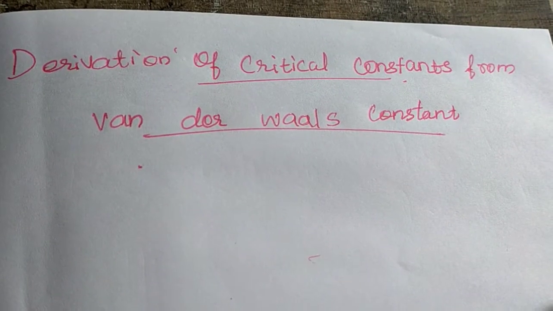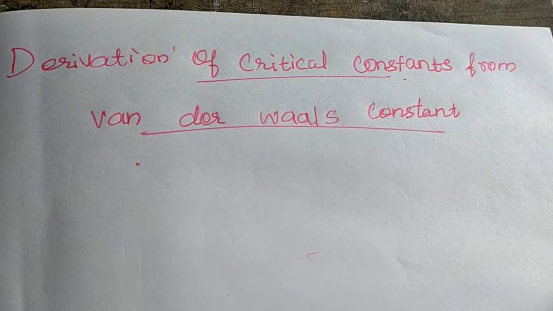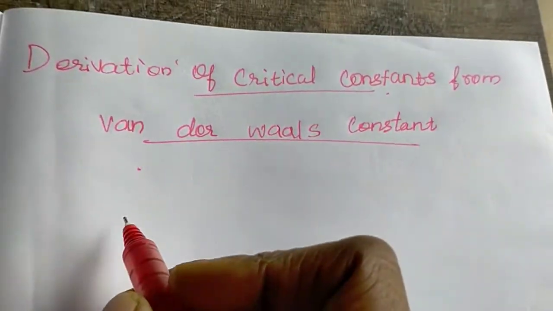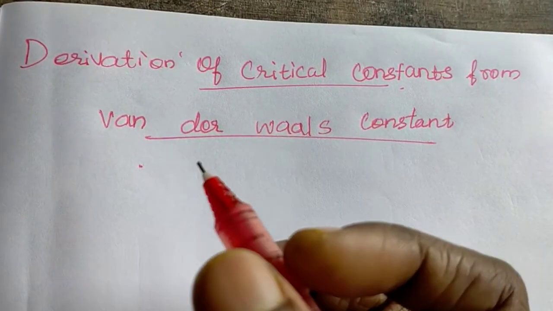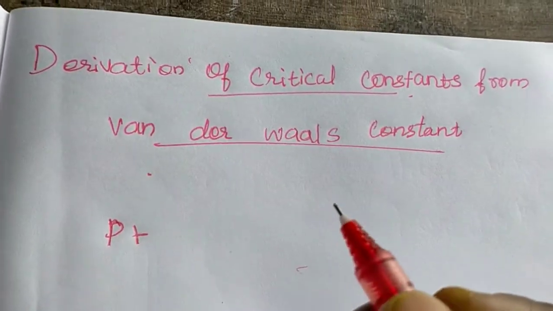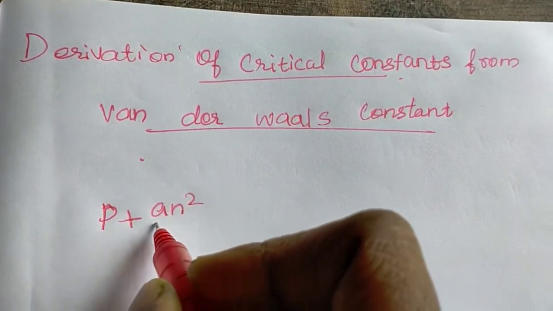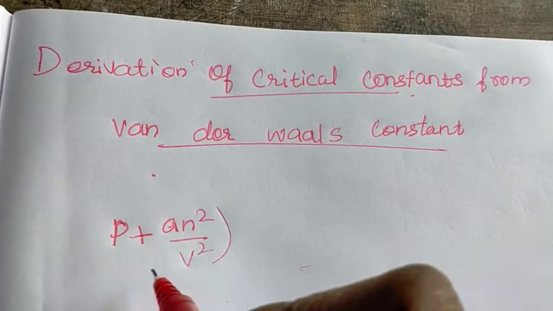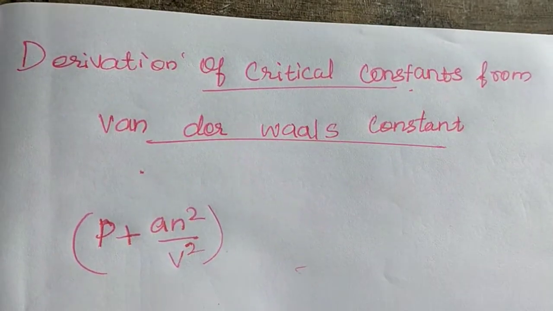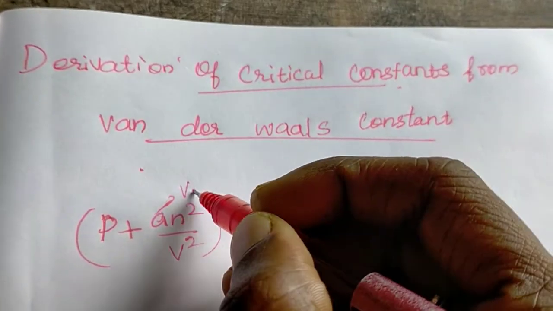So what constant do we use in the pressure correction? A is the constant we use in pressure correction, and B is for volume correction. So, what are the van der Waals constants? A and B. We use these A and B in pressure correction and also in volume correction. P plus a n squared divided by V squared: this is the pressure correction of van der Waals, where a is the van der Waals constant.